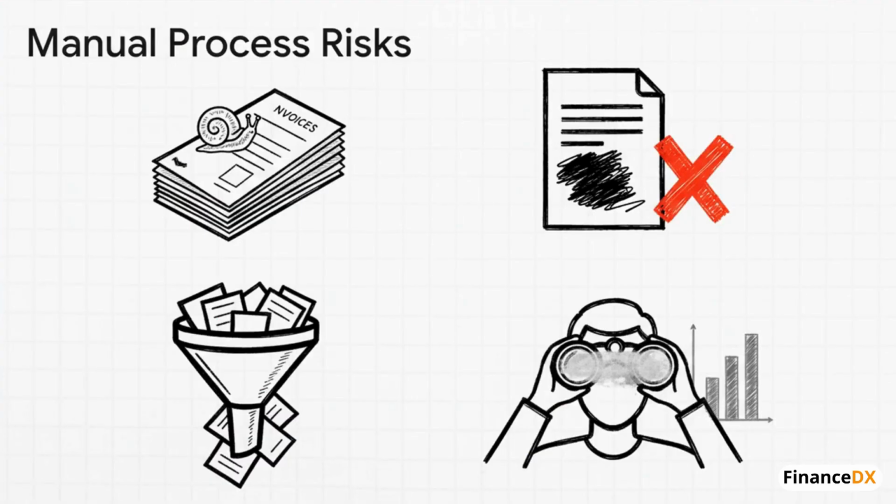Manual AP is just a minefield of business risks. I mean, delays? They're pretty much inevitable, right? You've got invoices just gathering dust on someone's desk. And costly errors, from simple typos to entering the wrong amount, they're a constant threat. Think about it, a single person goes on vacation, and suddenly you've got a bottleneck that brings the whole operation to a standstill. And the lack of visibility? It's like trying to forecast your cash flow completely blind.